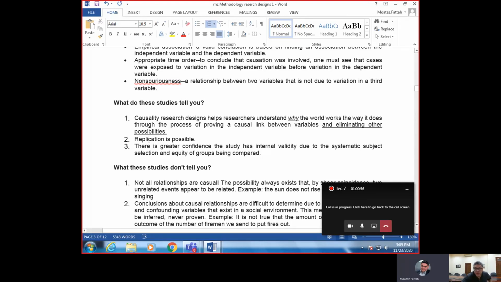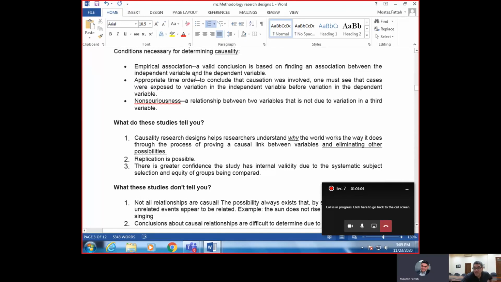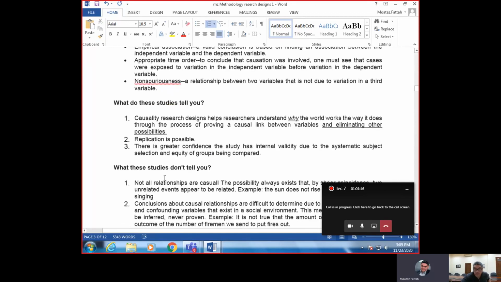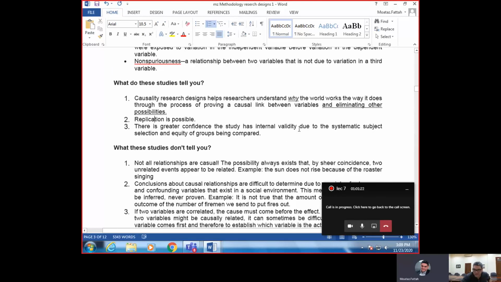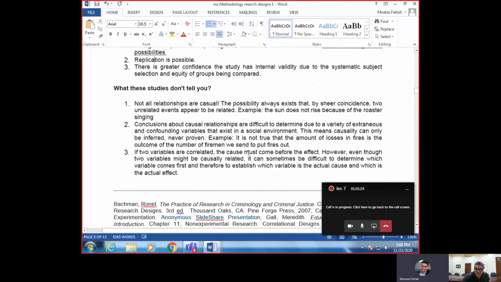Replication meaning if Mu'taz decides to replicate something that was done by Ahmed, yes, I can do that. Why? Because theoretically, I can collect more data about the independent variable and the dependent variable and see if it works. You guys studied it in South Korea, I'm going to study it here in Brazil. There is a greater confidence that the study has internal validity. I'm not going to go through this part because that's going to take us into another discussion.